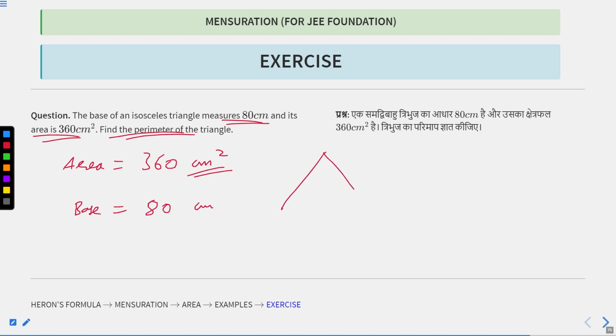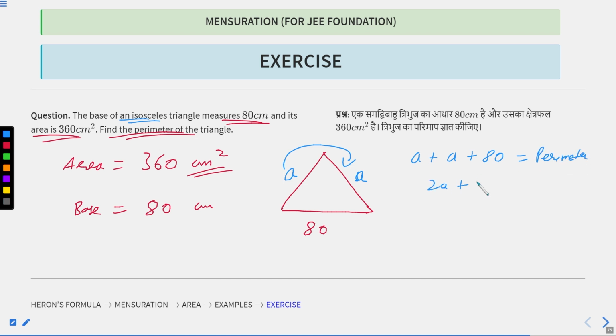So we know in an isosceles triangle two sides must be equal. That's why it is called an isosceles triangle. And we know the base is 80. Taking the other two sides as A, because it is an isosceles triangle, this implies the other side must be A also. And we know the perimeter is the sum of all sides, so A plus A plus 80 is equal to our perimeter.